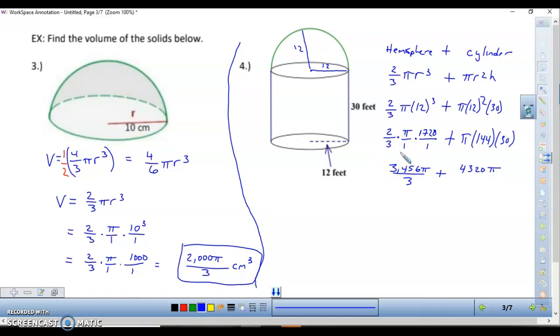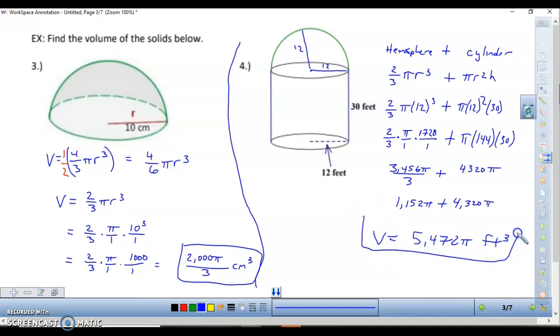All right, so now when I divide 3,456 by 3, I end up with 1,152 pi plus 4,320 pi. And then they're both in terms of pi, so they are like terms. So I will combine those, and I'll end up with the volume of this entire composite figure, that is a cylinder and a hemisphere, looks like a silo, right, is 5,472 pi units, which in this case is feet cubed with its volume. Here you go, folks. That is volume.